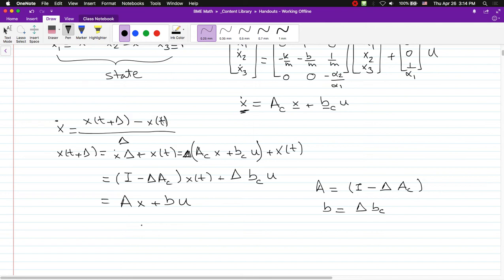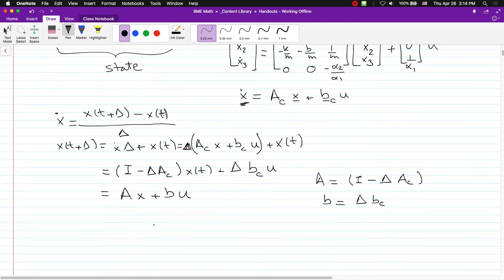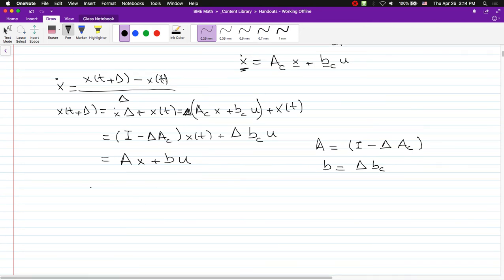So I went from discrete to continuous to discrete. And we assume that delta goes towards 0. Yeah, the delta is small. However you're going to simulate your system, millisecond or something. So this is how we get to the way we write things: x at time t plus delta is equal to a times x at time t plus b u at time t. So that's our system.